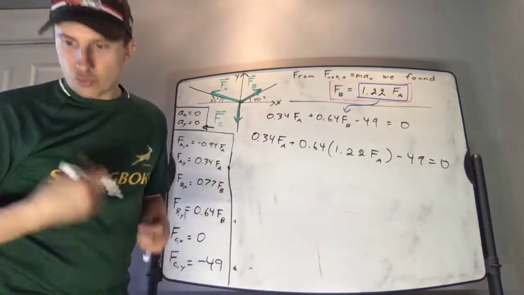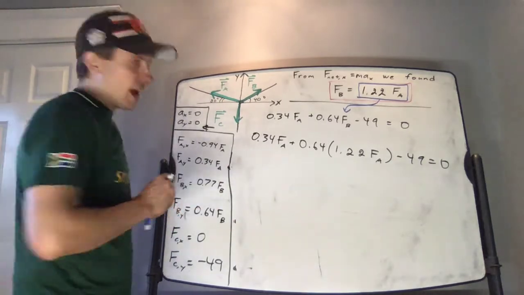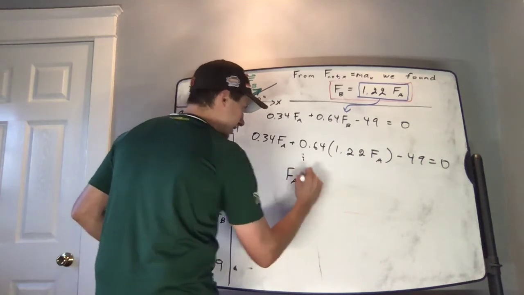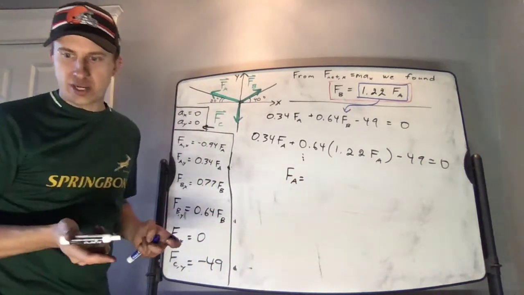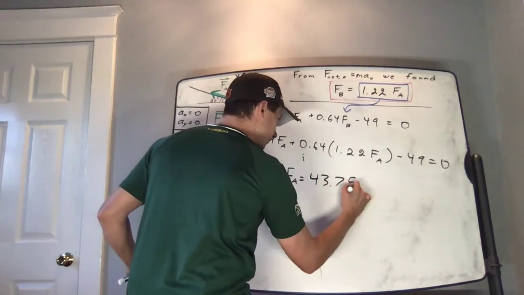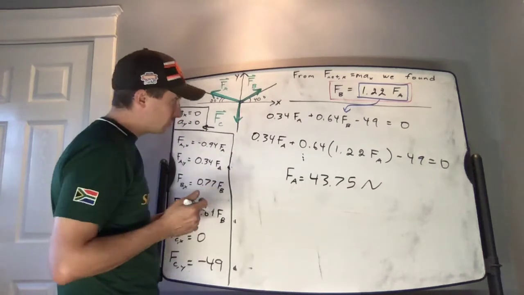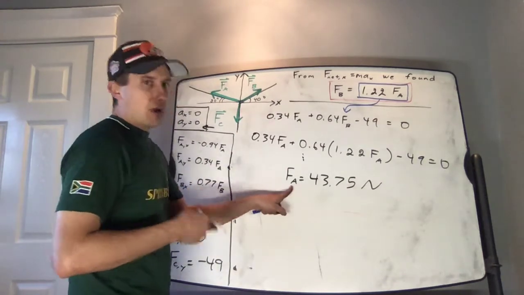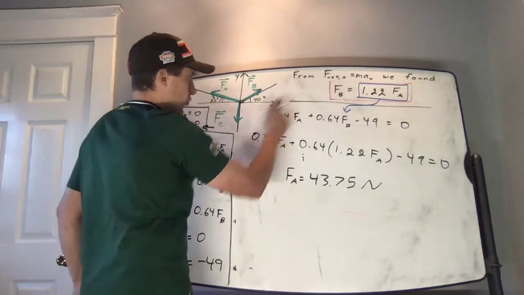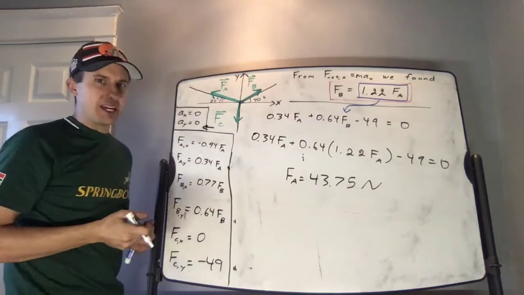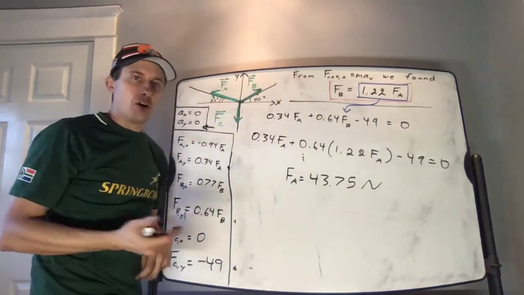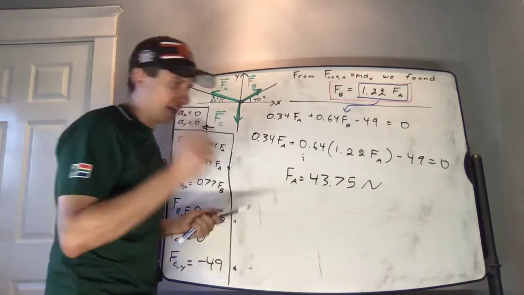And when I go through and put those numbers in the calculator, I find the force of tension in cable A is going to be 43.75 newtons. After some algebra, now I have the amount of tension in cable A. I could use either of these equations to find the amount of tension in cable B. If I look at them, this equation is already set up for me to solve for the tension in cable B, so I'm just going to go ahead and do it.